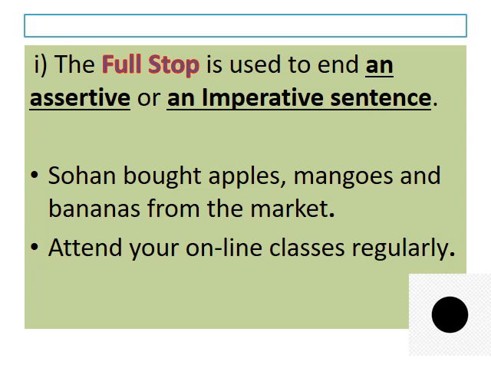The full stop is used at the end of an assertive sentence. One thing is very important that we must remember, that a full stop is used at the end of a complete sentence. See the first example on the screen. Sohan bought apples, mangoes and bananas from the market. This is an assertive sentence and this assertive sentence ends with a mark that is called full stop.